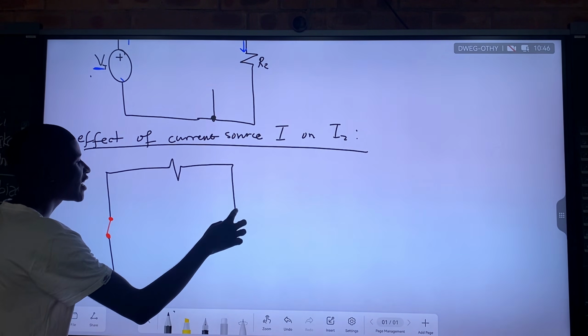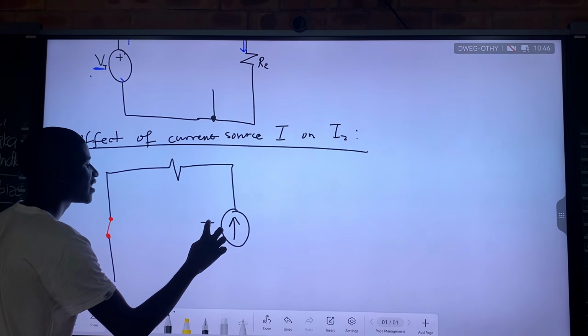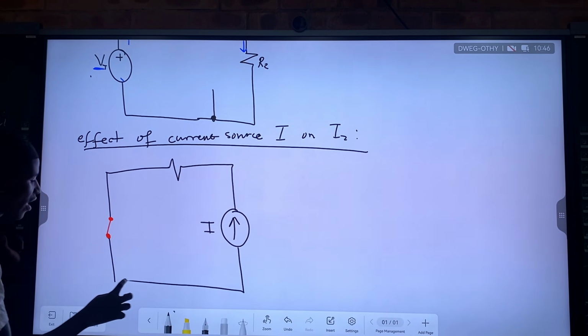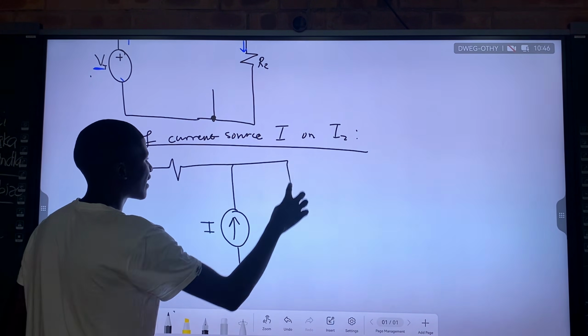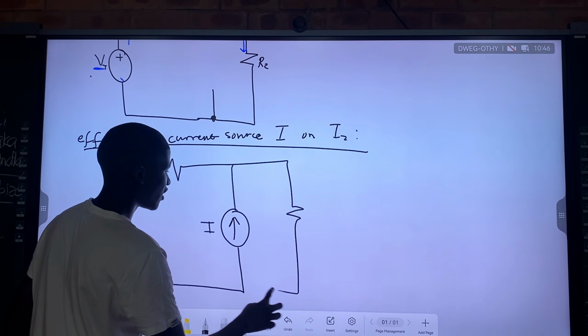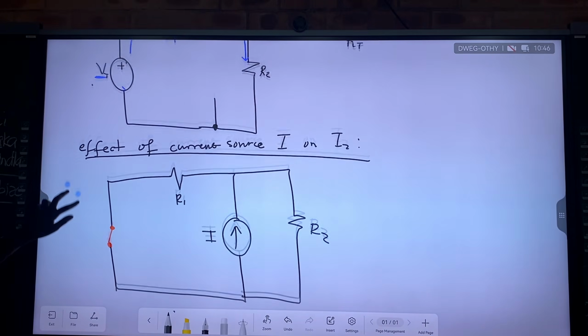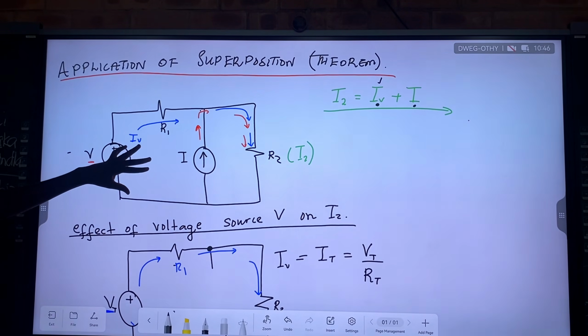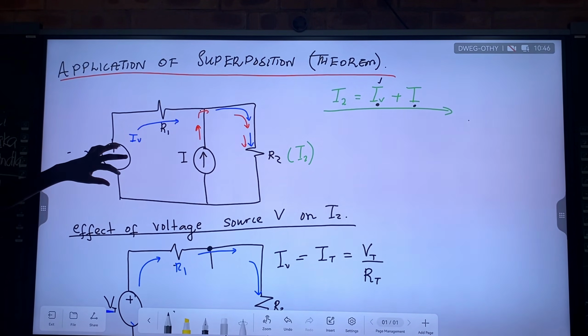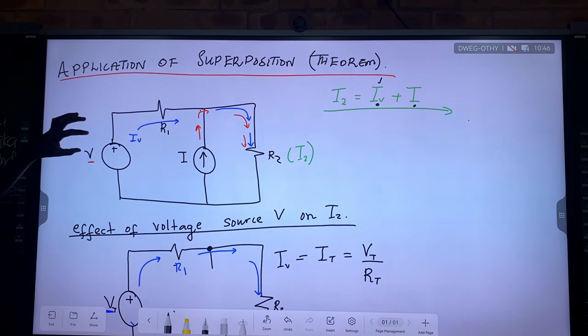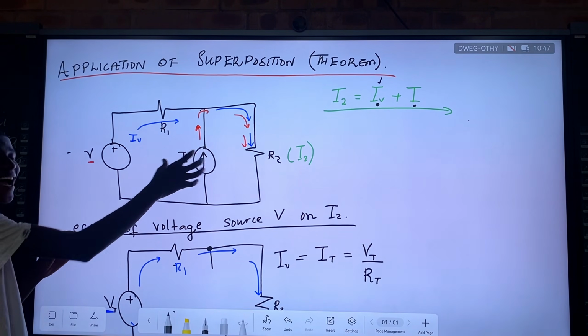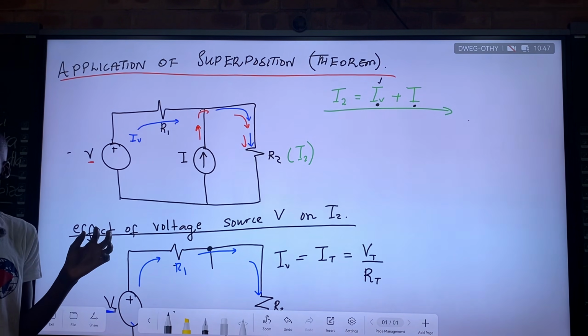But the current source, we want to maintain it with current I. So we are maintaining a current source with current I. And we just redraw all the resistors exactly as they were. So the only difference from our original circuit with both sources is that we have just removed this one and we have replaced it using a what? A short circuit. Because we know that a short circuit makes the voltage equal to 0. Is that clear?